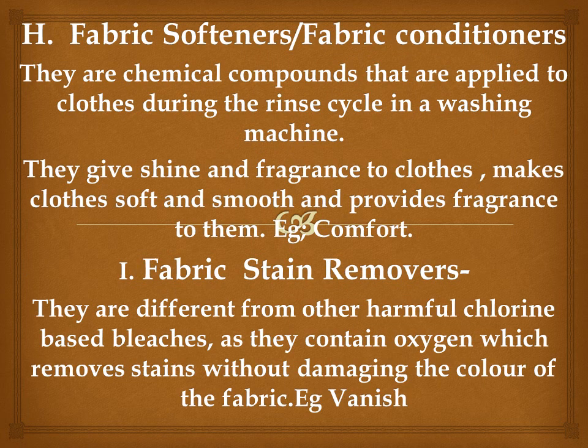Next comes fabric softeners or fabric conditioners. They are chemical compounds that are applied to clothes during the rinse cycle in a washing machine. They give shine and fragrance to clothes, make clothes soft and smooth. Example, Comfort. Now fabric stain removers. They are different from other harmful chlorine-based bleaches as they contain oxygen which removes stains without damaging the color of the fabric. Example, Vanish. So children, I think you all are clear about the laundry materials used in the laundering process.